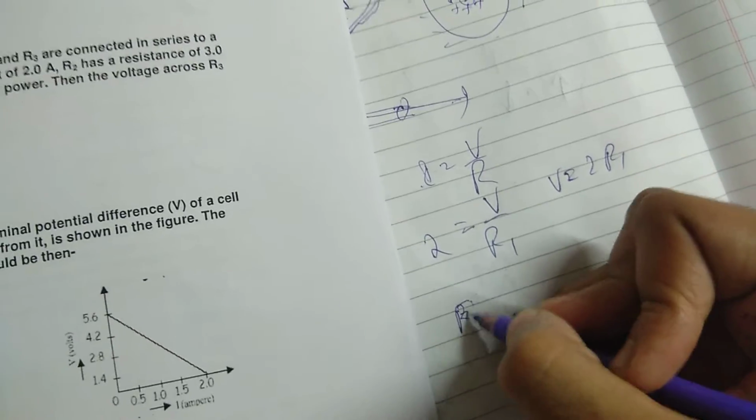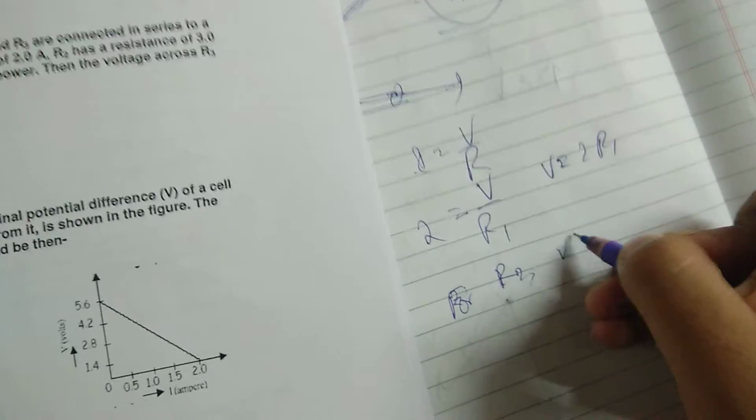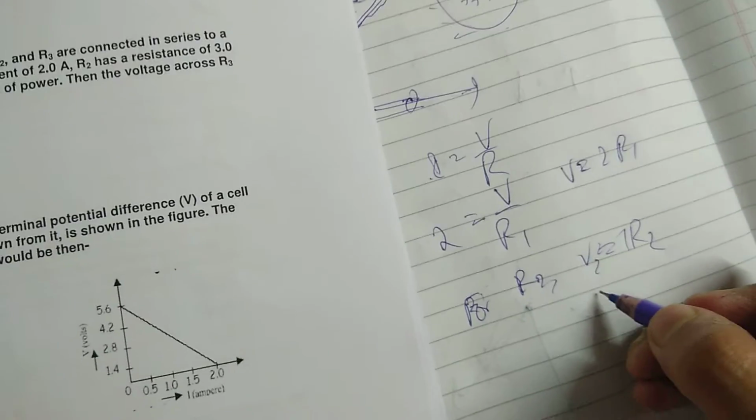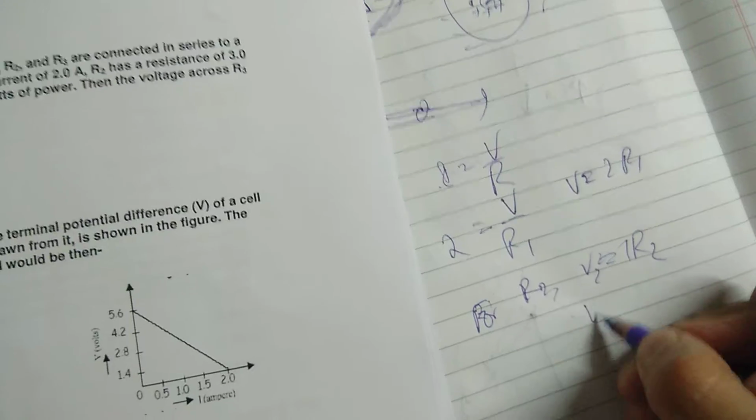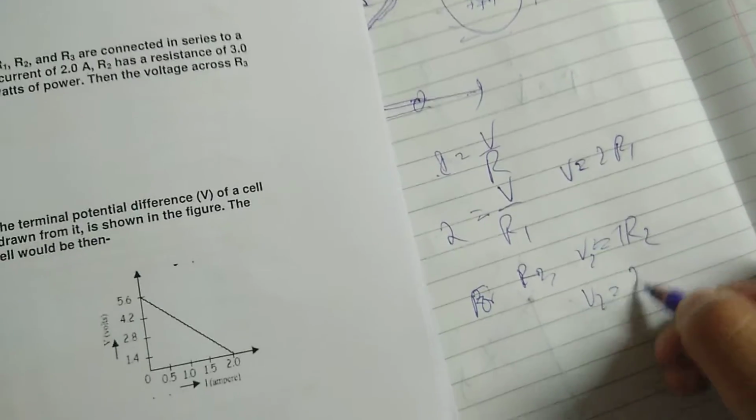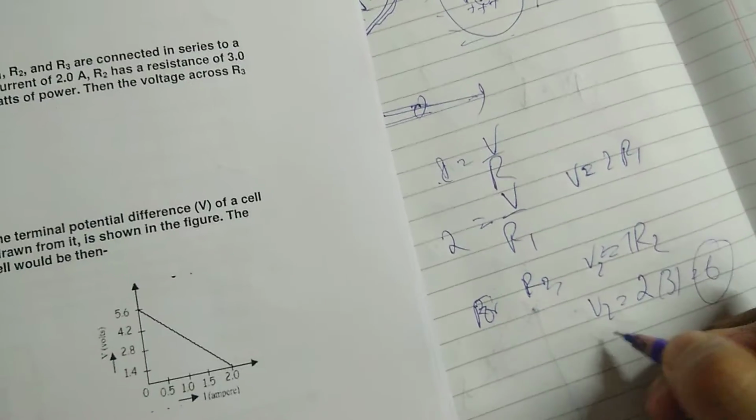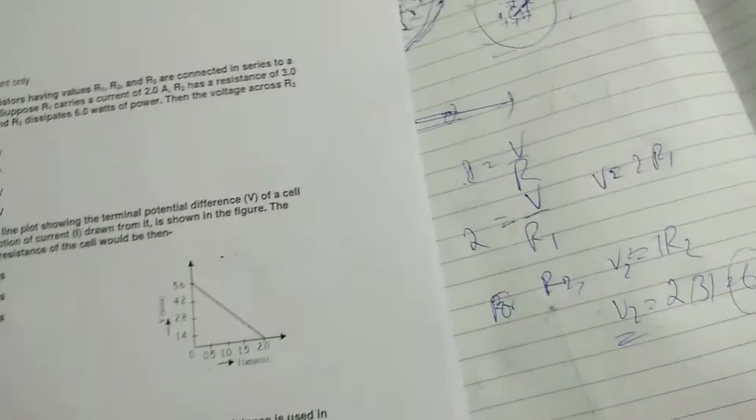For R2, V equals I R2. The voltage will change, but I will remain the same. So V2 will be equal to I, which is 2, times R2, which is 3 ohms. So V2 is 6.